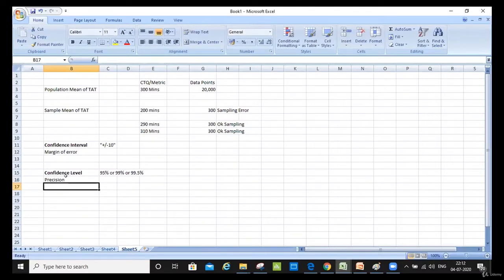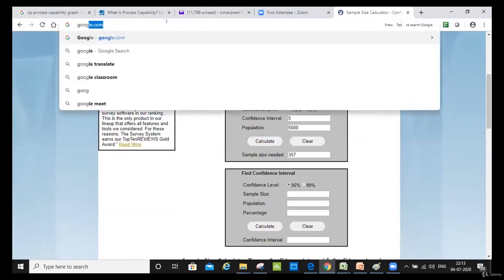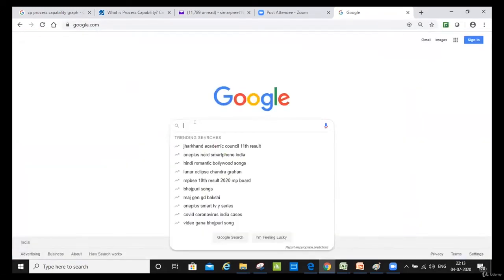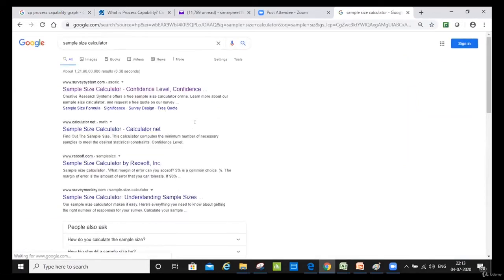Okay, so let me show you the formula, how it is being calculated, and then you'll be able to ask more questions or maybe comment more. I'm just using a calculator, so you can go to Google. Can you all see my screen? Yep. Just mention sample size calculator here. The first link that you can see, the servicesystem.com, click on it.